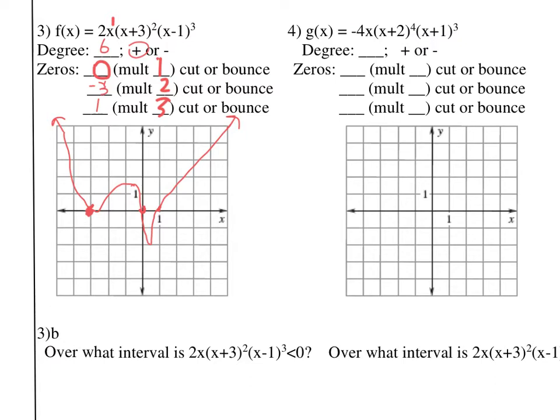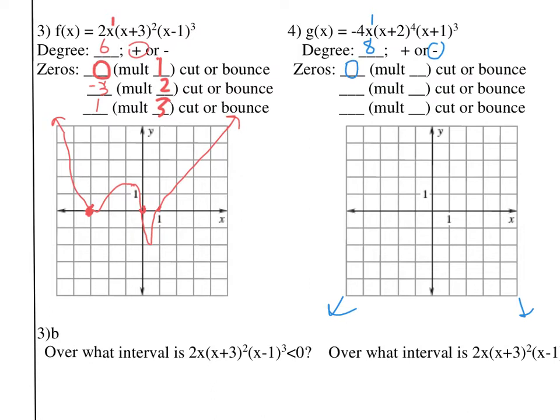All right, next up here we got number 4. So this one here, I see I have the x out front, so I need to count that. It doesn't have an exponent, so it's going to be a 1. So 1 plus 4 plus 3 is going to be a degree of 8. I see we have a negative out front, so that's going to be down to the left and down to the right. I have zeros here at 0.